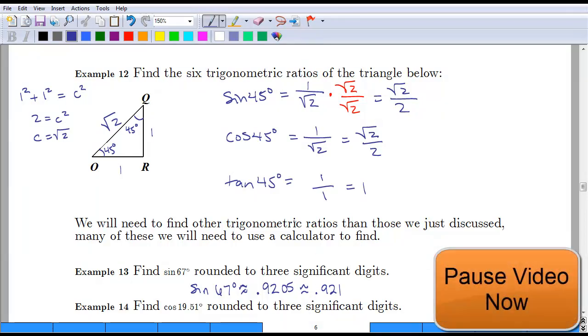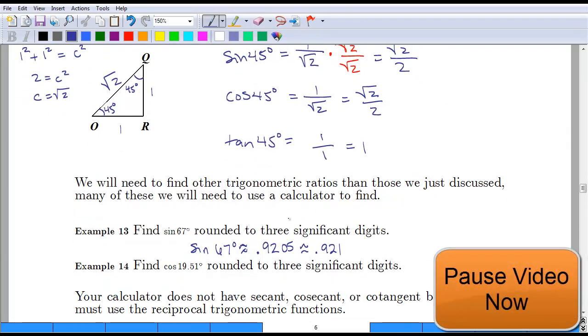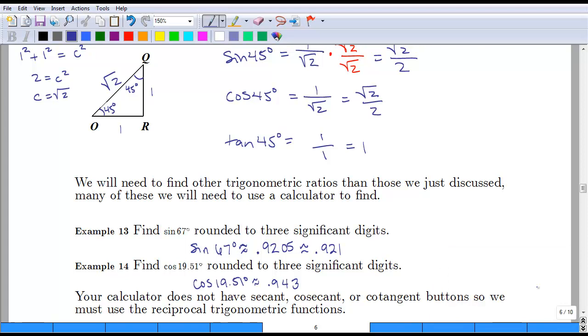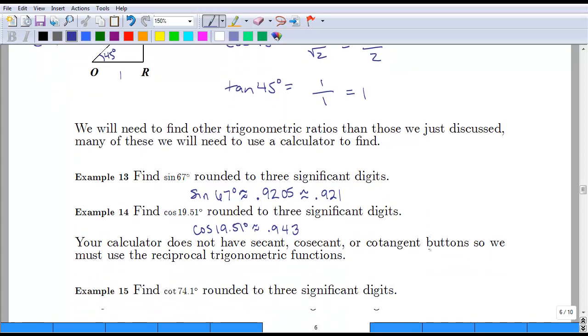So take a second here, pause the video, and find the cosine of 19.51 degrees. To 3 significant digits, you should have found that the cosine of 19.51 degrees is 0.943.